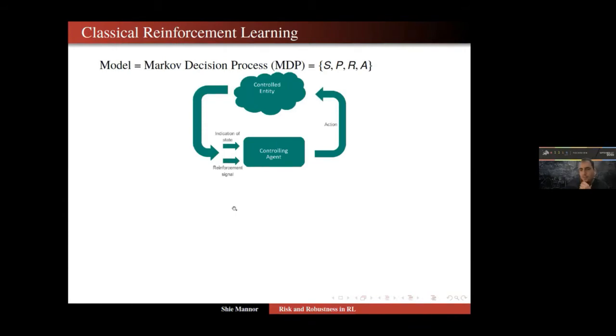So I'm going to talk today about the classical RL model. So we have a Markov decision process, which we call an MDP. There is a controlling agent. There is a controlled environment or a controlled entity. The agent observes some indication of the state and gets a reinforcement signal, the reward. And as a result, the agent figures out what to do and chooses an action that is going to affect the controlled entity. So this is a classical model. We have a state space S, a transition probability P, a reward function R, and an action space A.